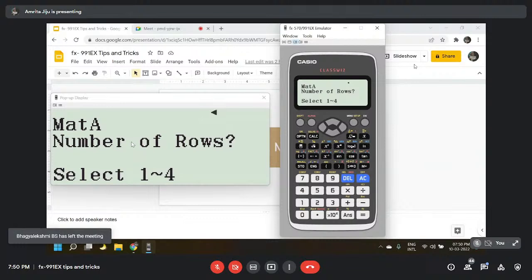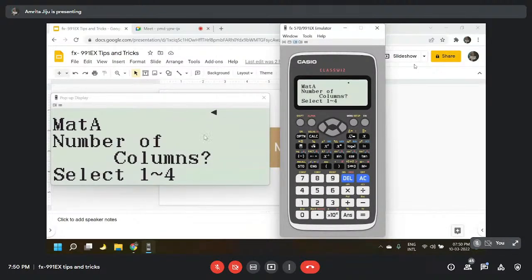As you can see here, the FX-991EX calculator supports matrices up to 4x4, that is 4 rows and 4 columns. That's the maximum support of this particular calculator. So what you do is set the number of rows and columns. Say I'm going to do a sum with a 3x3 matrix. So I just click 3. Now the number of columns, again I click 3.